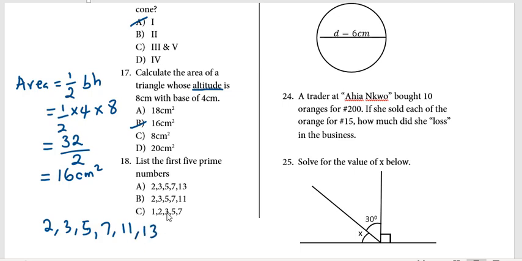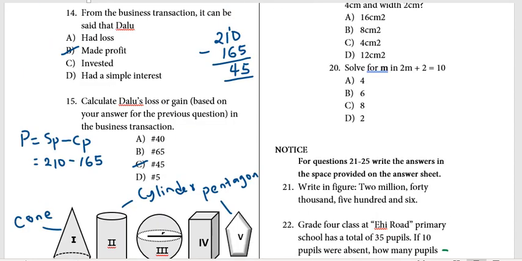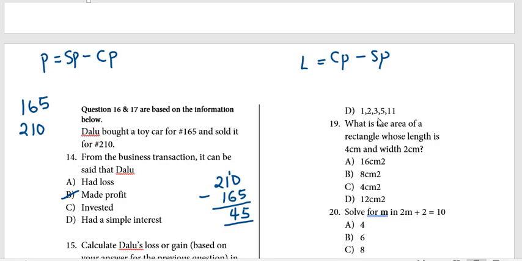So let's look at option C. Option C has 1. It is wrong. Prime numbers don't start from 1. Let's check option D. Option D is up here. It's also wrong. Prime numbers don't start from 1. So let's go down there.